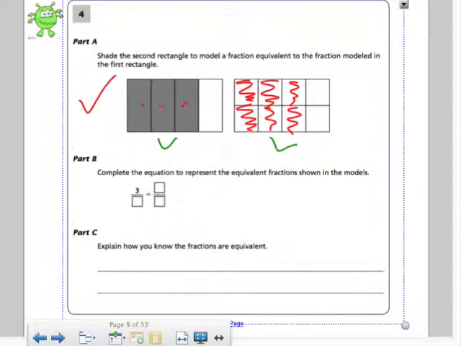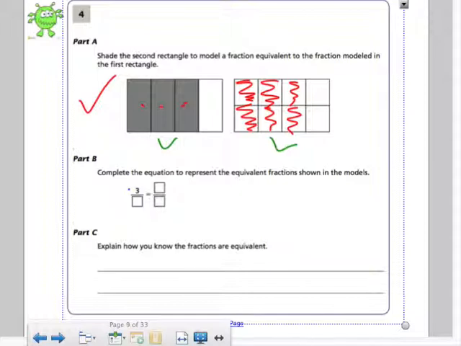Who can read the question? All you gotta do is read it. Part B for me. Aiden, nice and loud. Complete the equation to represent the equivalent fraction shown in the models. Complete the equation. So we got some blank parts here. They only give us one piece. They give us this three right there. What does that three represent? Where did that three come from?